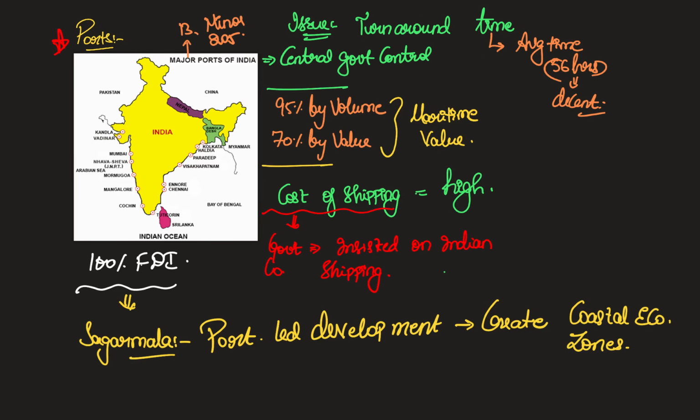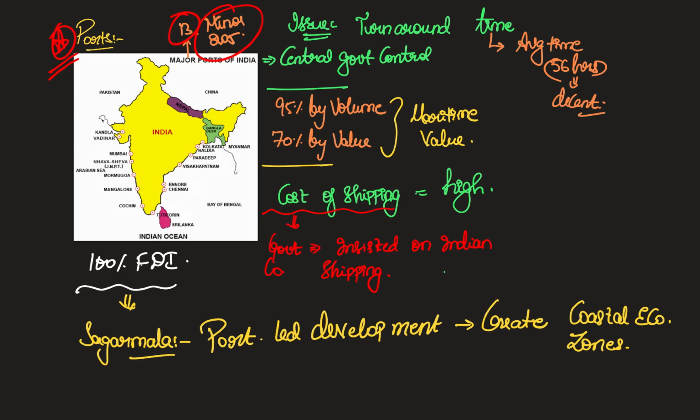And the next important segment is ports. In India, we know that there are 13 major ports and 205 minor ports. The 13 major ports are dealt with by special purpose vehicles created by the central government for this purpose, and minor ports are handled by state governments.